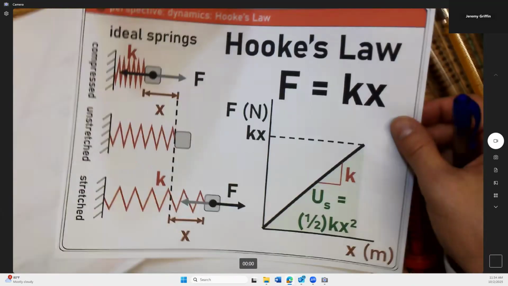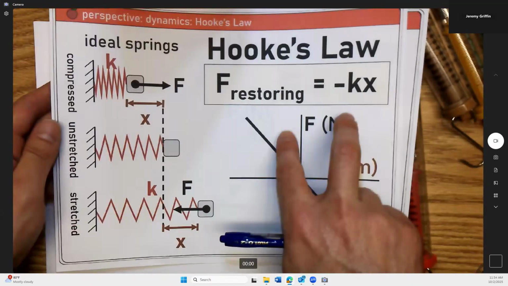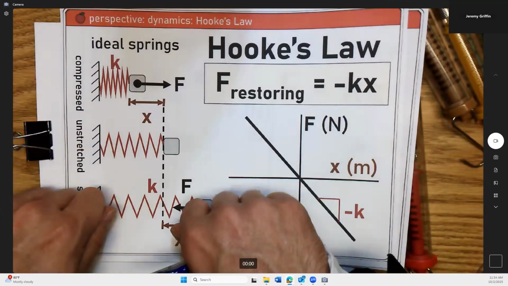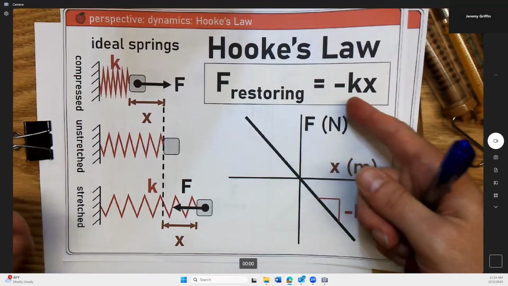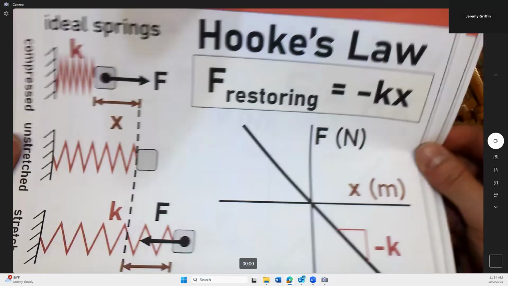Now, a lot of textbooks will throw in a negative right here. You guys are talking about the restoring force. So if you stretch the spring to the right, doesn't the spring actually pull back to the left? Okay. So that's the interpretation for the negative. However you want to think of this.